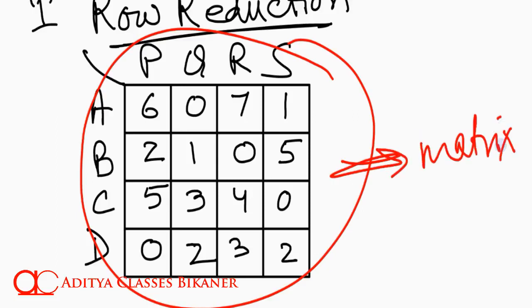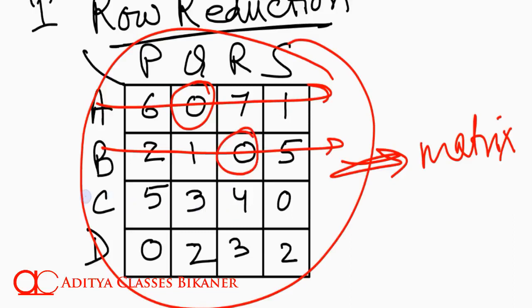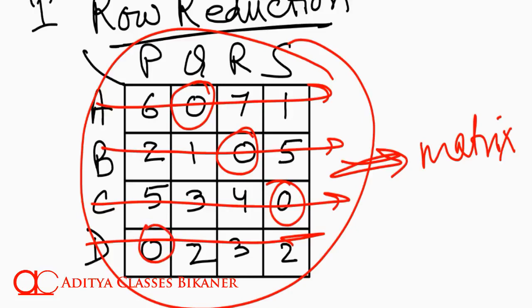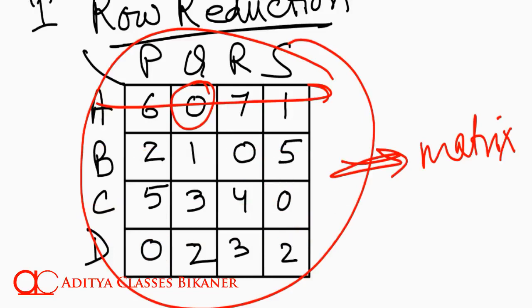This is row reduced. Row reduced means each row has at least one 0. This row has this 0. B row has another 0. C row has another one. D row has another one. So every row now has at least one 0. There can be more zeros, but definitely there will be at least one 0 in each row after row reduction.